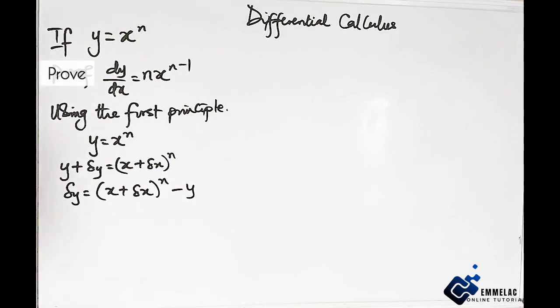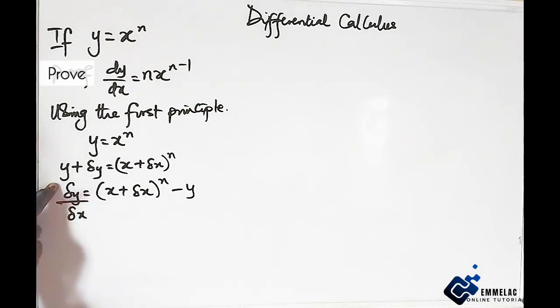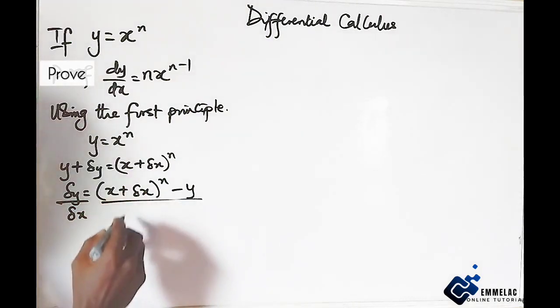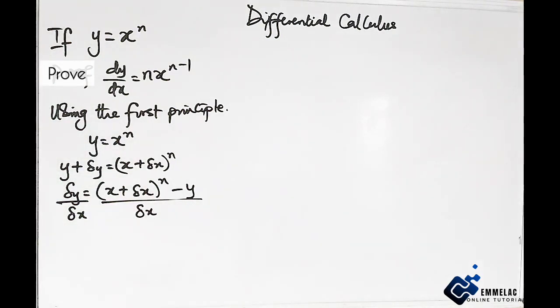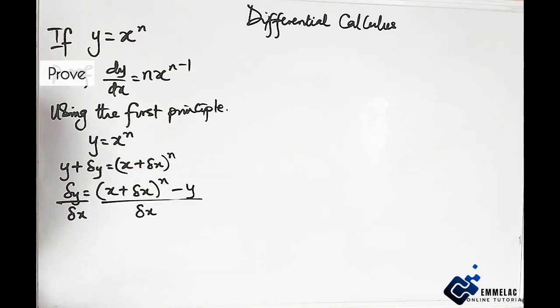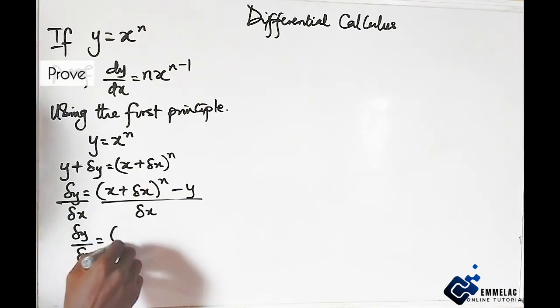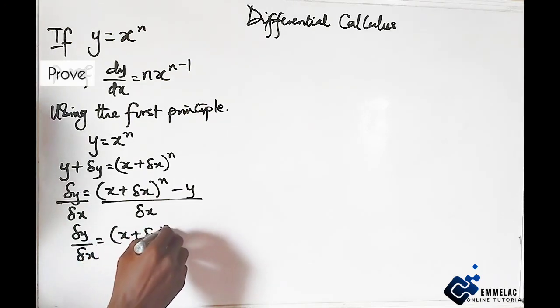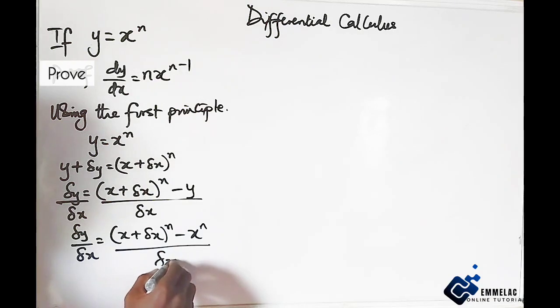So at this point let's divide both sides by change in x, because change in y over change in x is actually the differentiation we're talking about. But before we move further, at this point y is x to the power of n. So here we can see that change in y over change in x equals x plus change in x all to the power of n minus x to the power of n, all over change in x.